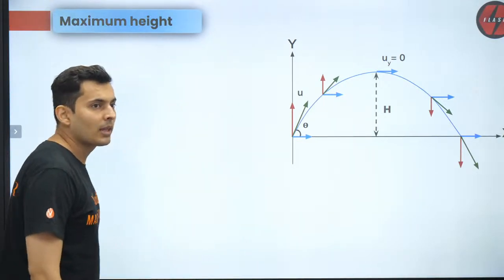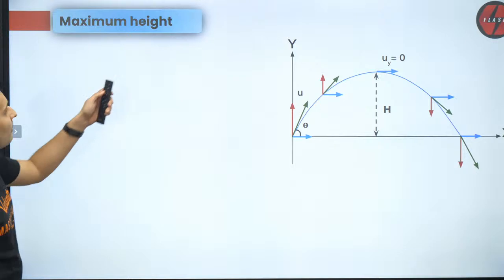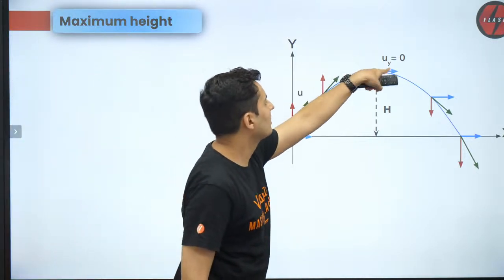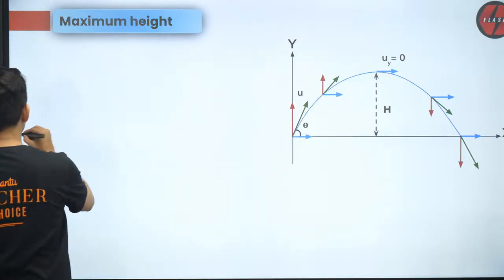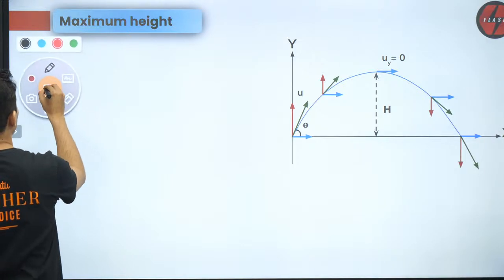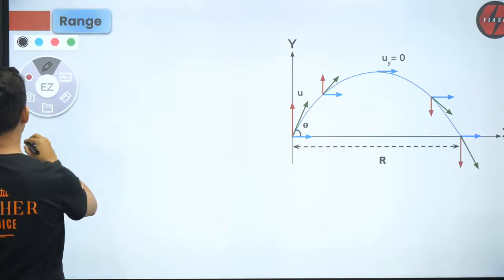Now, for maximum height, let's use this fact. Uy is zero. Let's find maximum height, guys, because at maximum height, we just saw. Okay. One second.